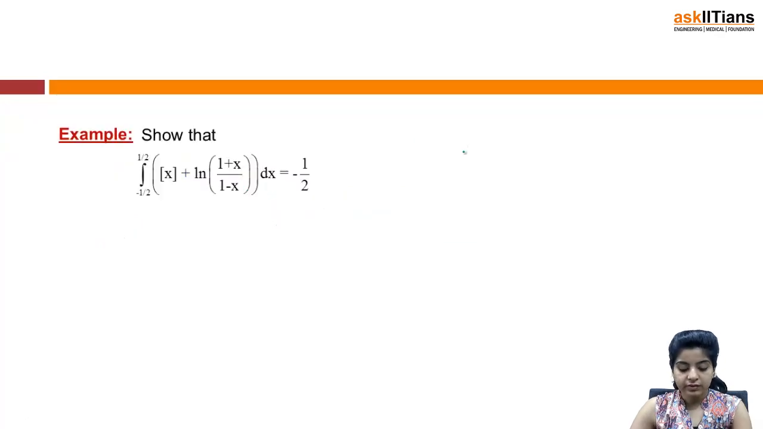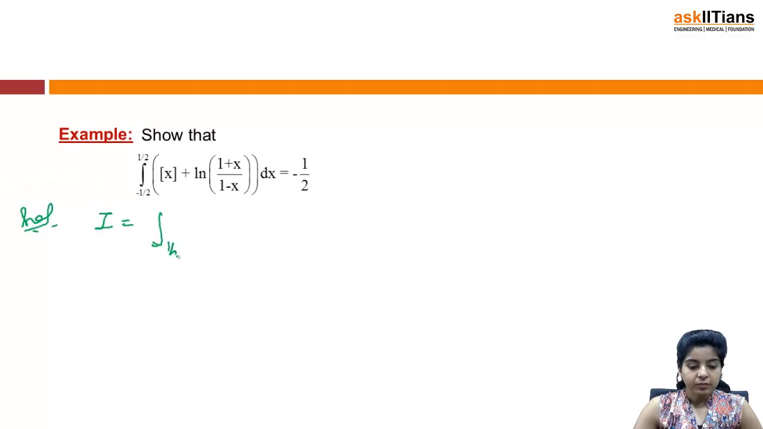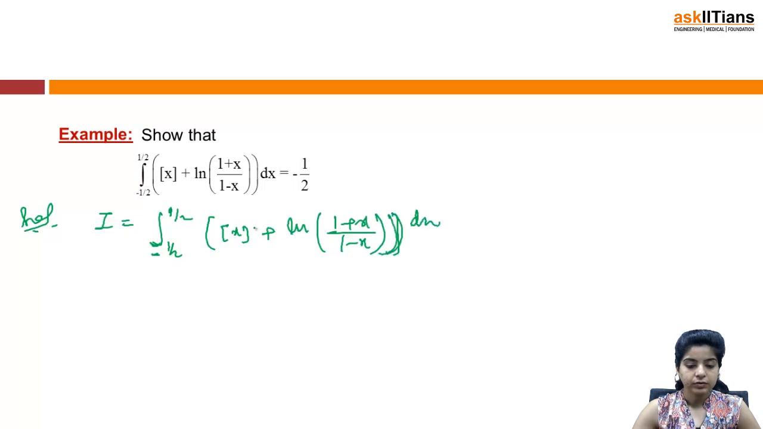Now let us discuss one example based on this property. Show that integral minus half to half of greatest integer x plus ln of (1 plus x by 1 minus x) dx is minus half. So my I is basically integral minus half to half of greatest integer x plus ln of (1 plus x by 1 minus x) dx. Do not get confused in your brackets, right?